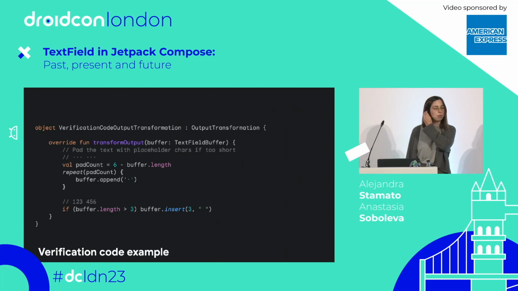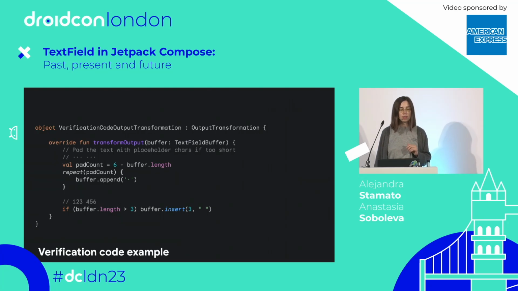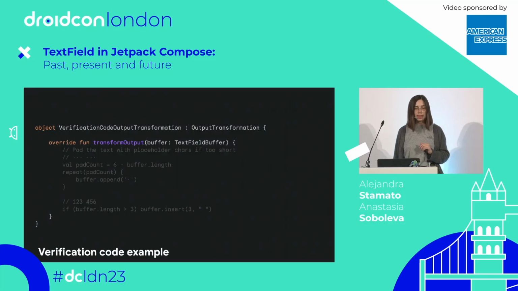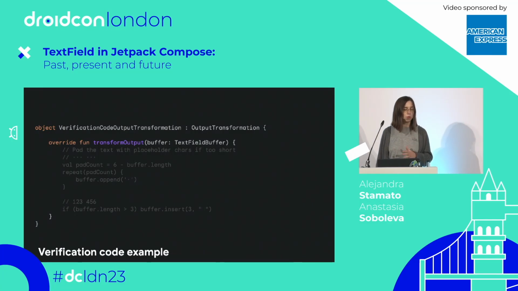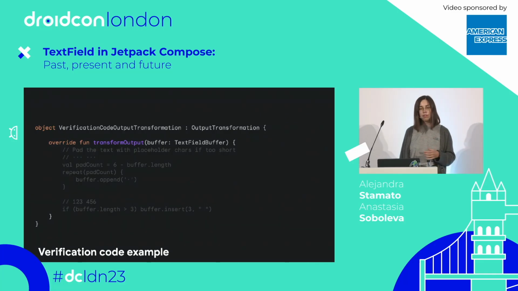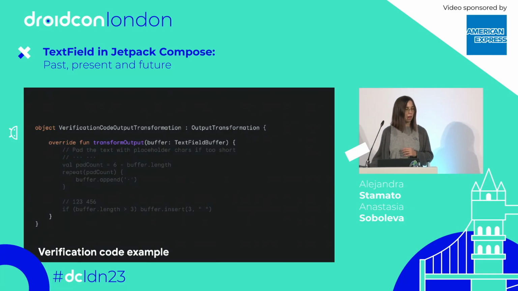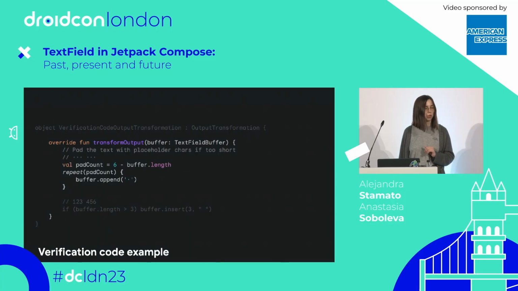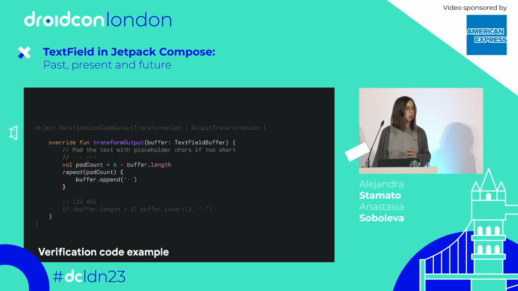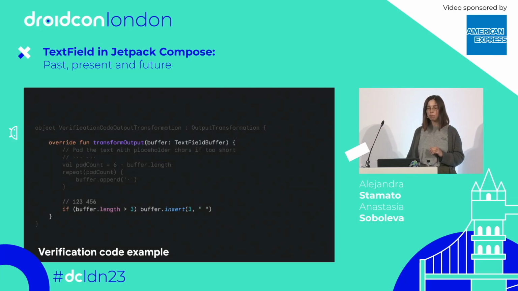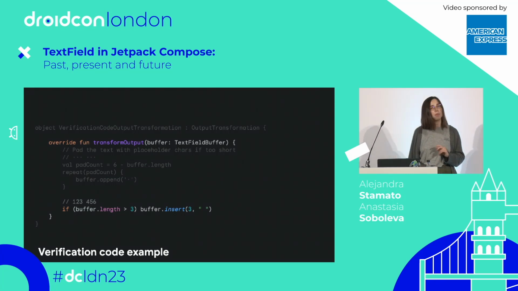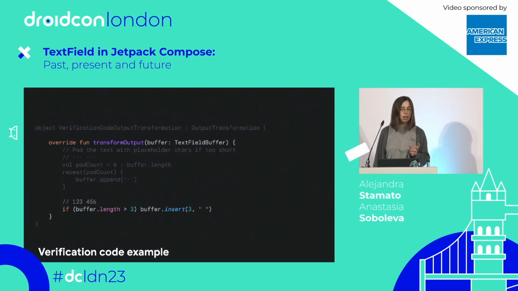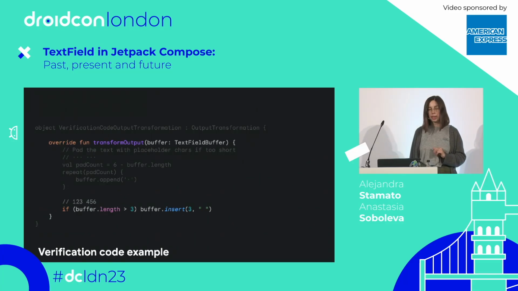Okay, so let's implement an example that we've seen a few times already, but with this output transformation API. Similar to the input transformation, we define an object. This object implements the output transformation interface, and we implement the method transform output. Inside this method, we do two things. First, we call append on the buffer to insert dots for all of those missing characters. And then on the TextField buffer, we also call insert to put the space in between the characters. Okay, so this is pretty much it.